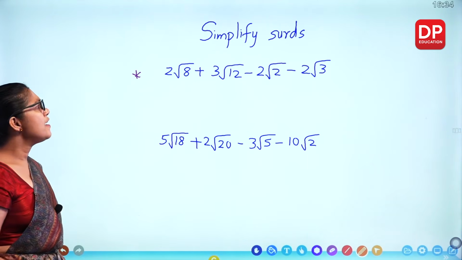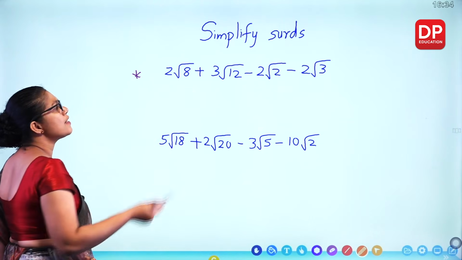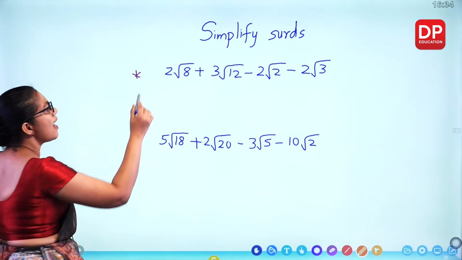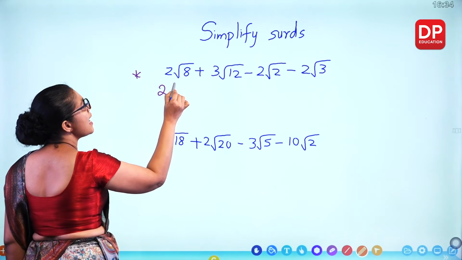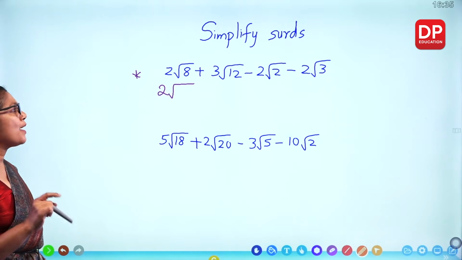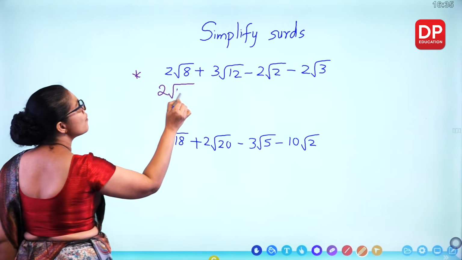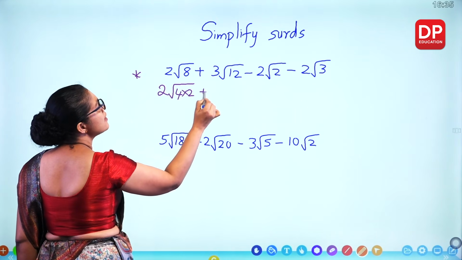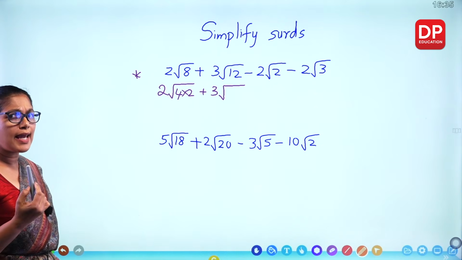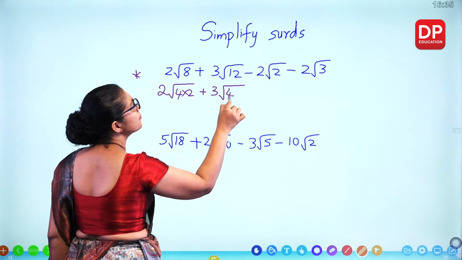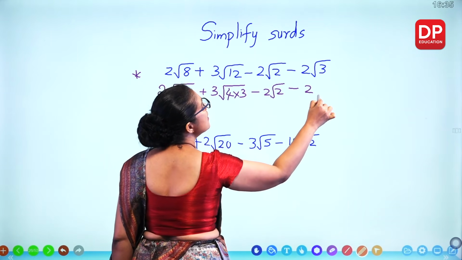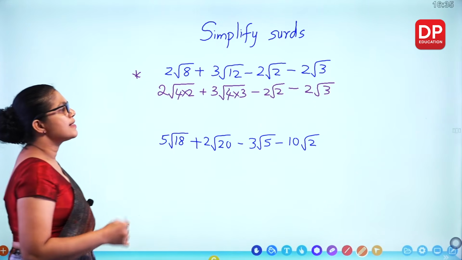2 root 8. Can we write root 8 in surd form? That's an entire surd. Try to simplify root 8. I can write root 8 as 4 times 2. Try to find out whether there's a square number. So 8 I can write 4 times 2. What about this one? 12. Can I simplify further? 12 I can write 4 times 3. This one I can't simplify further, so I can write as it is.